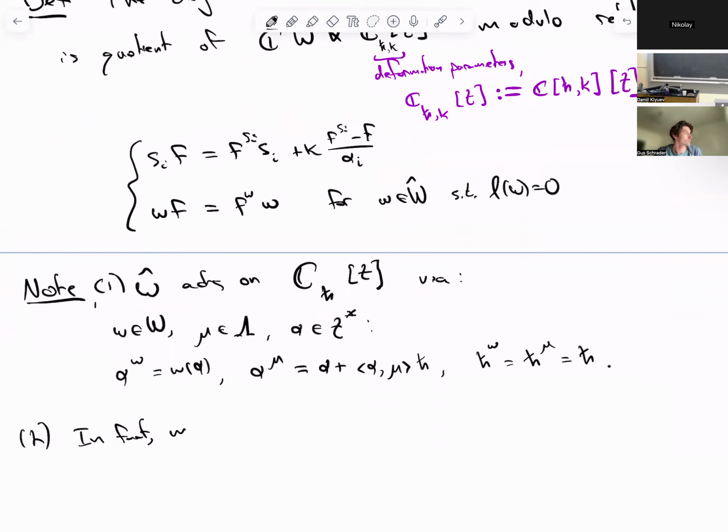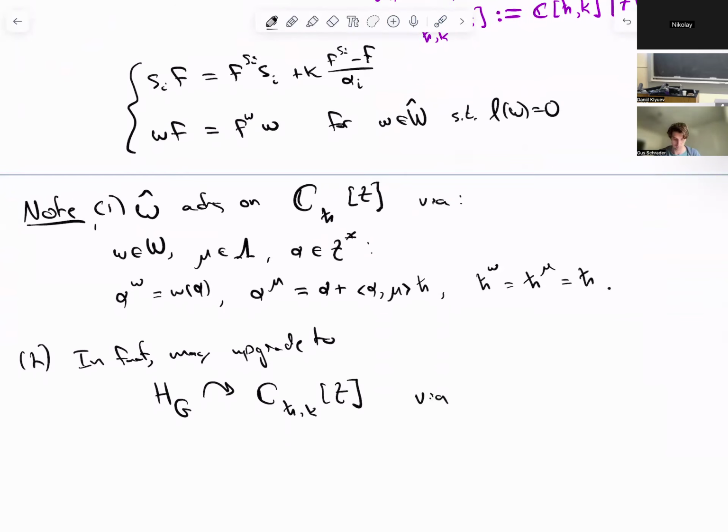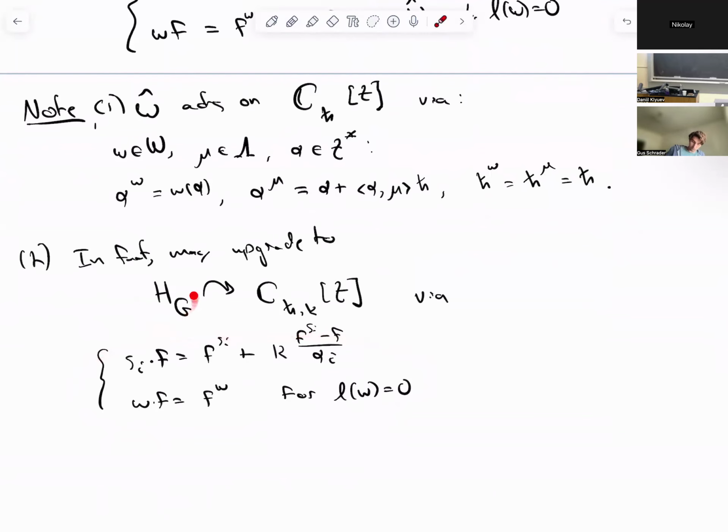In fact, we may upgrade to an action of the full degenerate DAHA on the polynomial algebra via, so yeah, the extended affine Weyl group acts the following way. It acts exactly as it should if you read the relations. So this is how W hat acts, and then the polynomial part of HG acts by multiplication by polynomials.